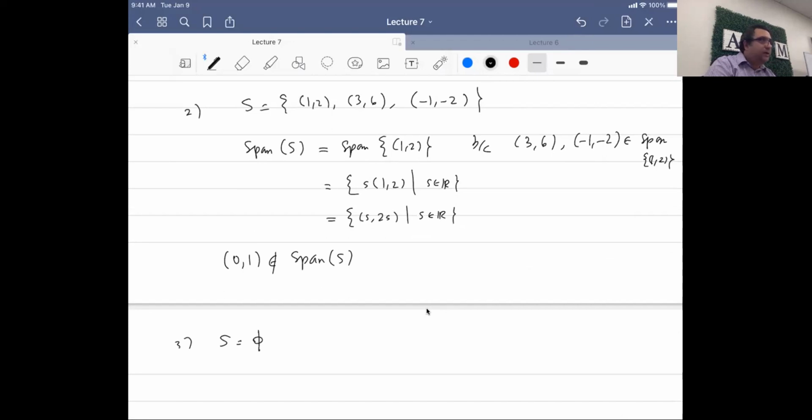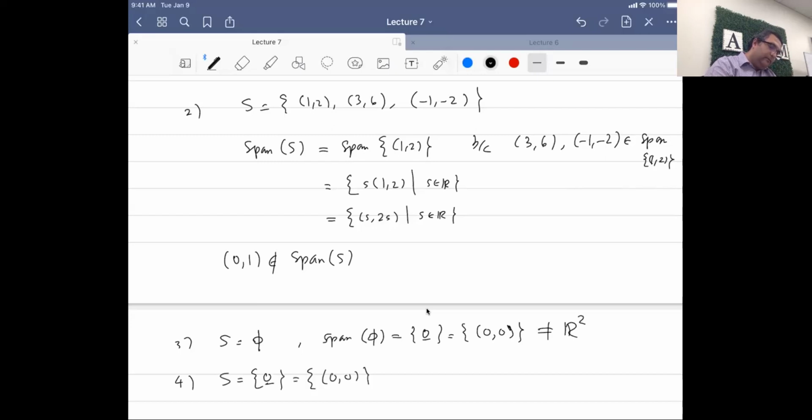Can the empty set be a spanning set for R2? Well, what is the span of S? By definition, for us, it's just the 0, 0. That's the span. It's not the entire R2, right? It's just one vector, only one vector 0, 0 in it. What's the span of the 0 vector in any vector space? Just the 0. And it's not R2.